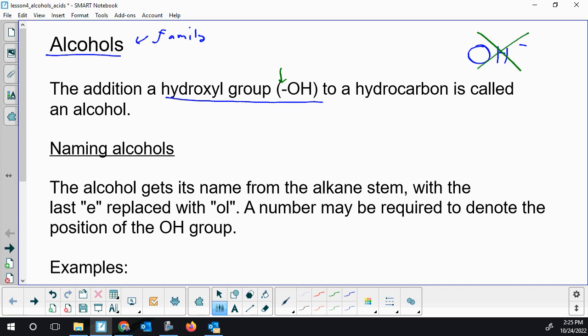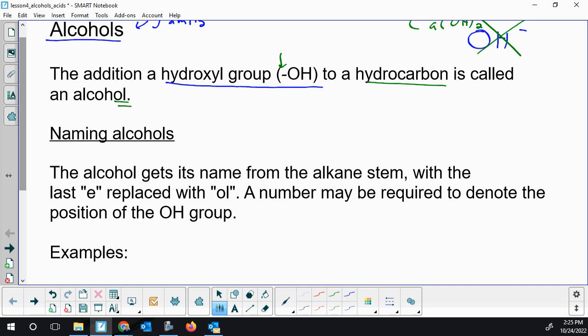Okay, so do not identify OH minus hydroxide as being an alcohol. Okay? No, so calcium hydroxide is not an alcohol. Okay? It's an ionic compound. So the addition of a hydroxyl group to a hydrocarbon, which makes it a hydrocarbon derivative, is in the alcohol family, and you're going to see this OL ending show up at the end. So instead of an ane or an ene or an yne, you're going to see OL.